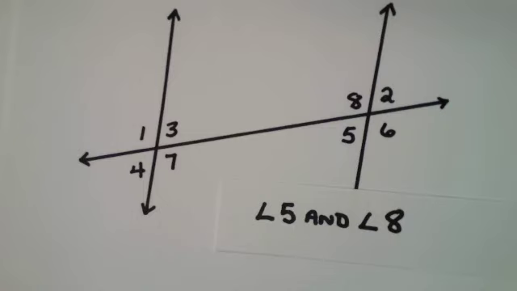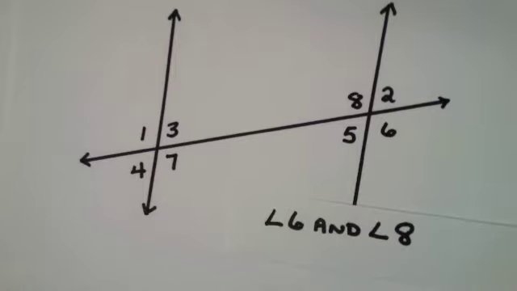Looking at this picture, what kind of angles are angle 5 and 8? Angle 5 and 8 are a linear pair. They're right beside each other. They form a straight line. What types of angles are angle 6 and 8? They're across from each other. They're the exact same size and shape. Those are vertical angles. We need to remember linear pair and vertical angles with these.